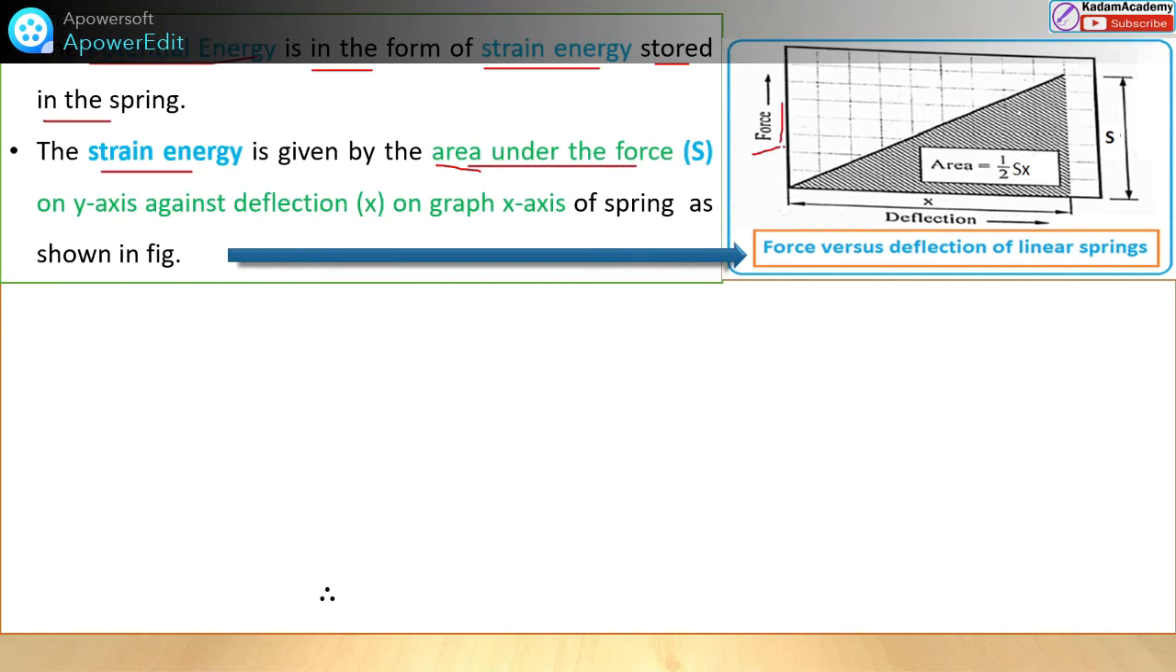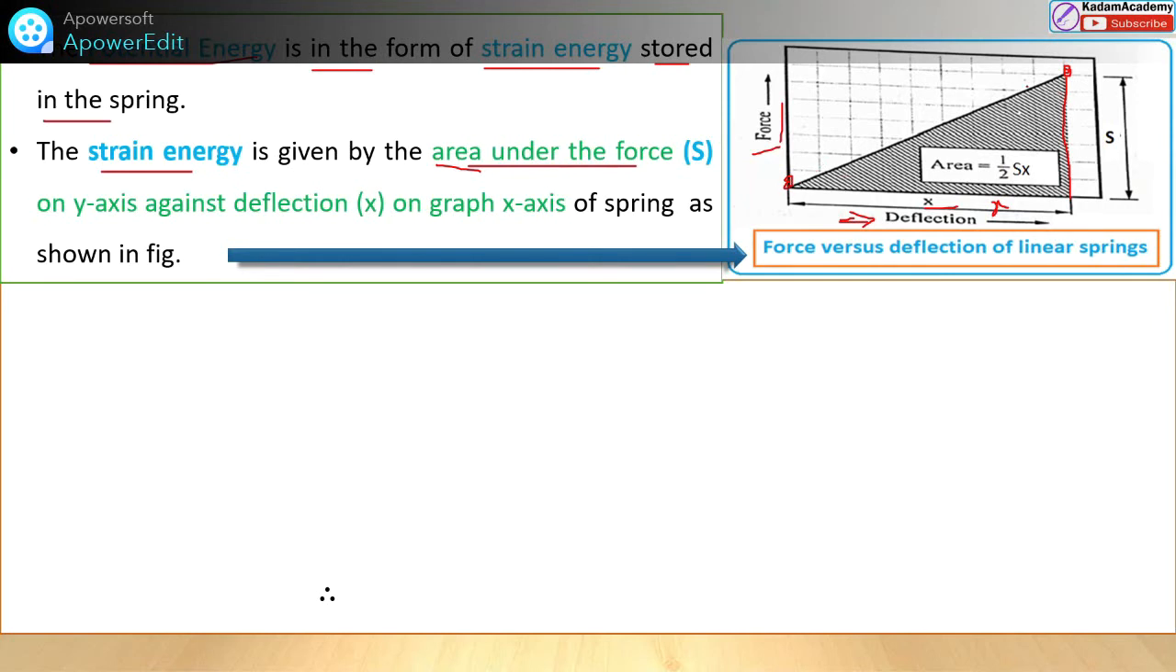Here force is there and deflection. Force against deflection: force on the y-axis and the deflection on the x-axis. So this deflection is the x. At this point, what will be the amount of force? Here the displacement is maximum, x. This is the displacement x. So we just connected this with the center, the origin, and we have drawn this triangle.